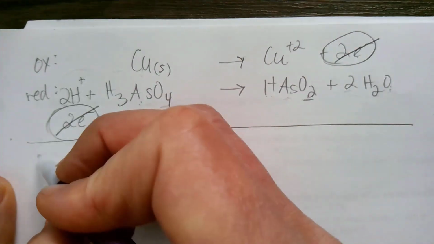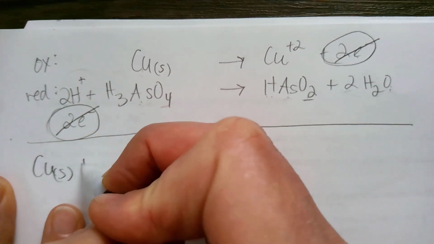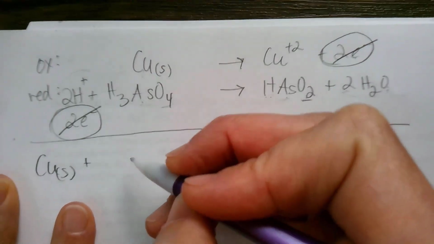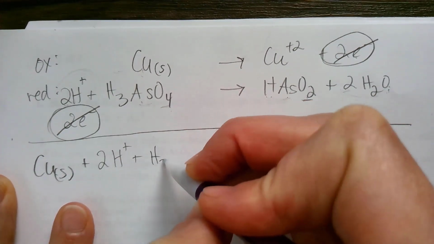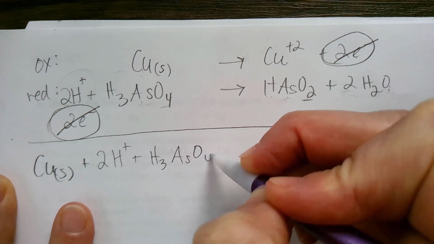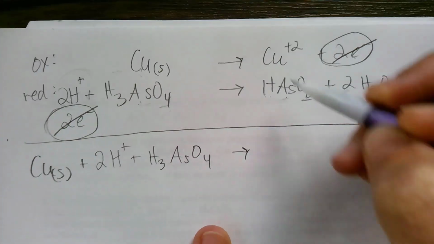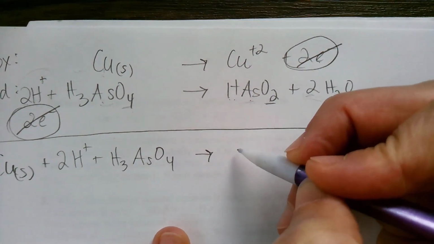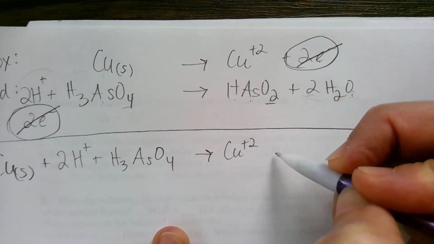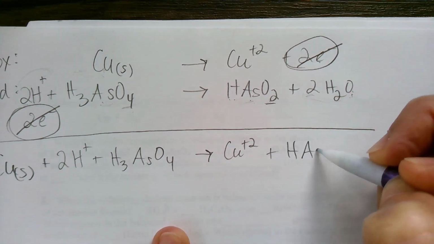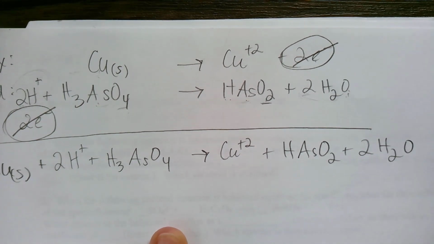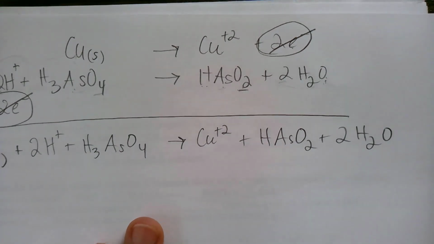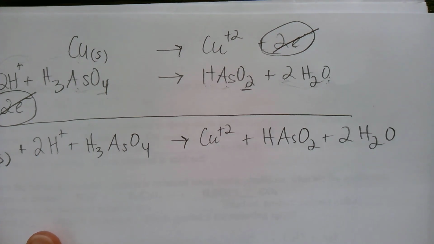We're just going to drop down our copper plus our 2H+ plus H3AsO4. Bring down everything else on the right: Cu2+, HAsO2, and 2 waters. And I think we should be good.